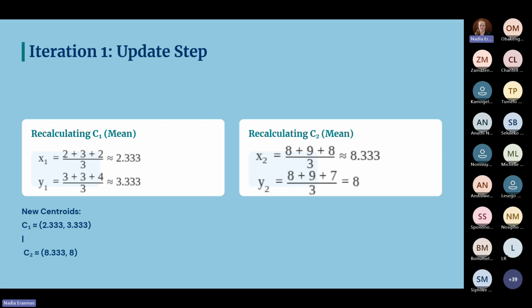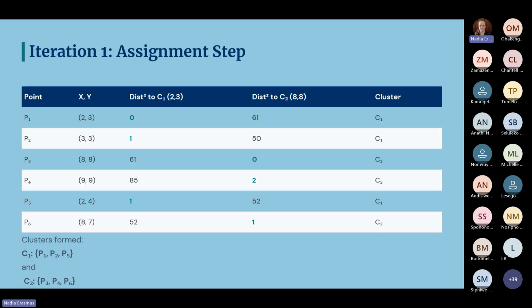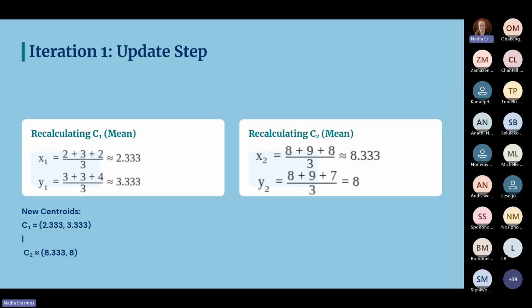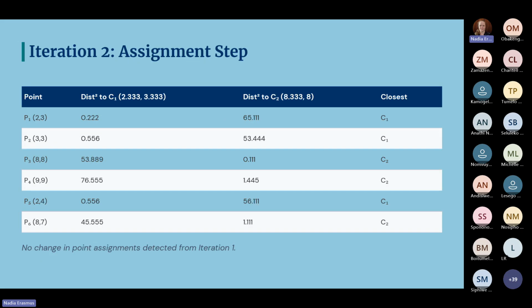Okay, and centroid 2, you do exactly the same. You get all of the x's of all 3 points divided by 3. Why? Because we have 3 points, so you get the mean of the x's and the mean of the y's, and it changes to 8.33 and 8, where it was previously 8, 8. Now that you have your new centroid, you're going to recalculate the distance from every point to the new centroid, and you're going to get your new clusters.